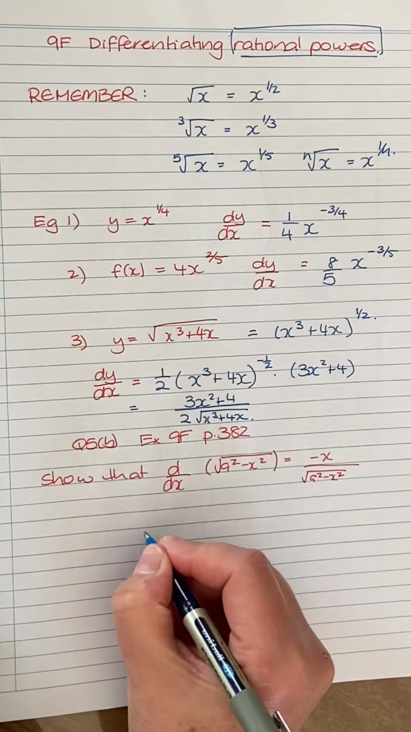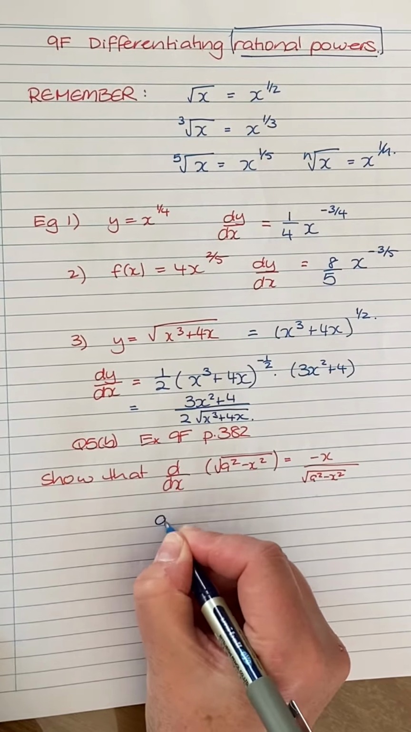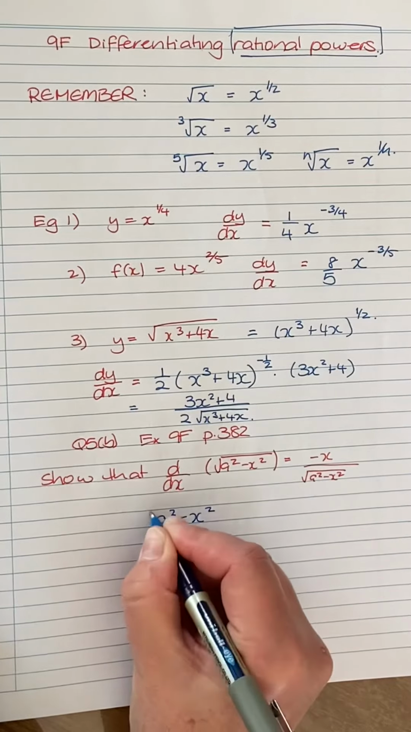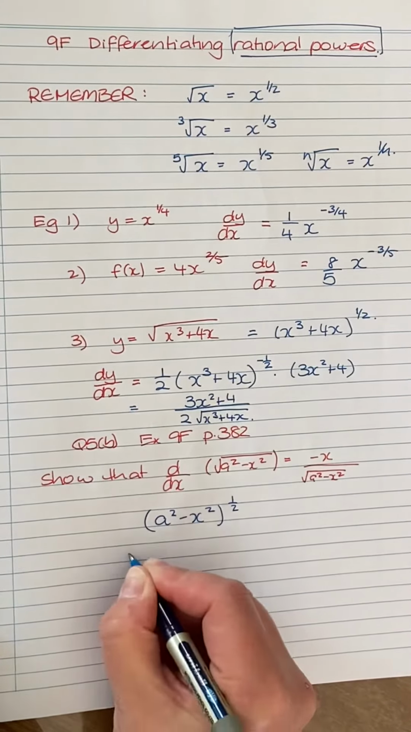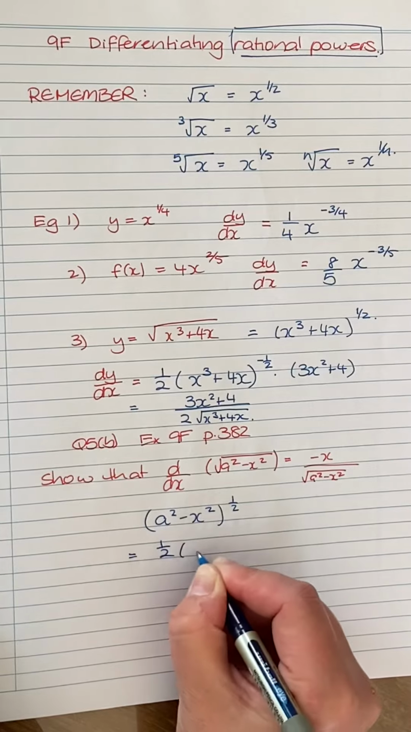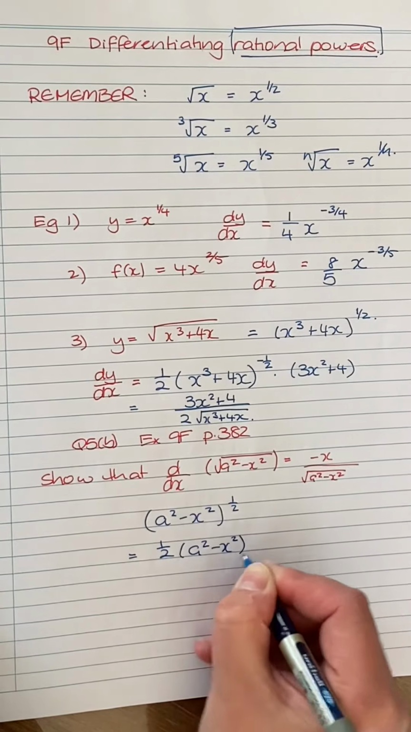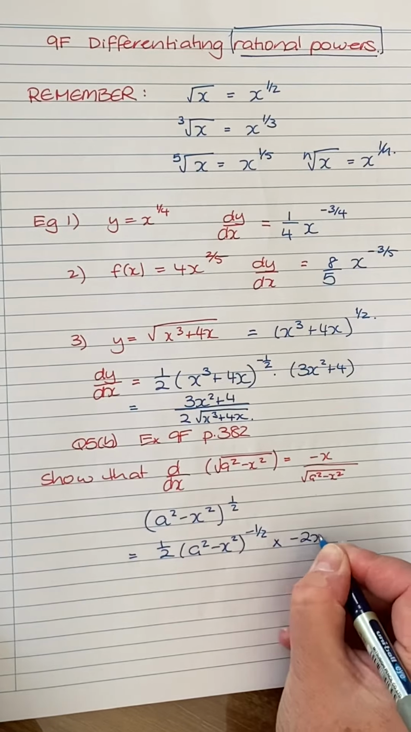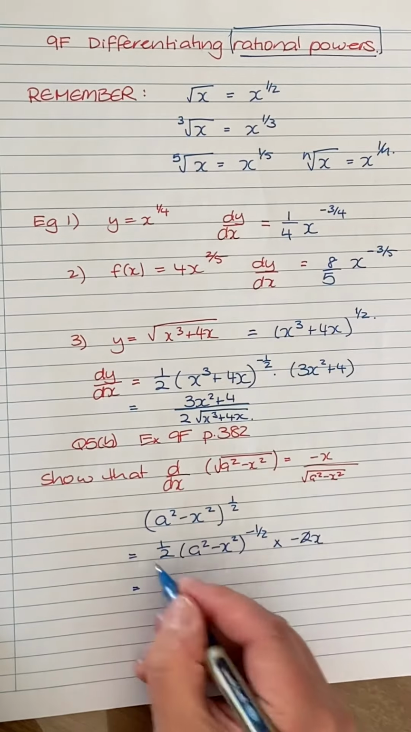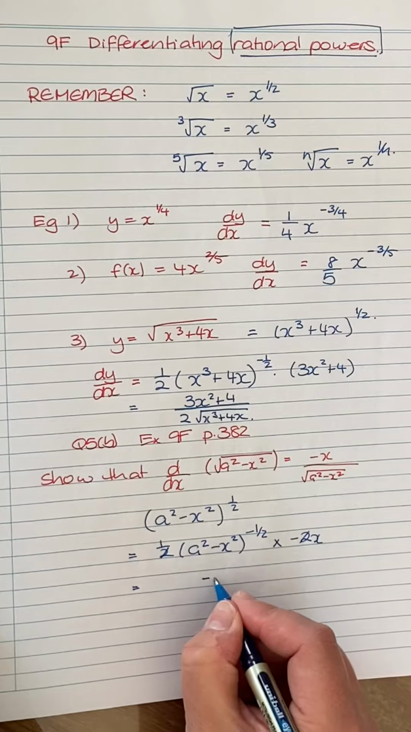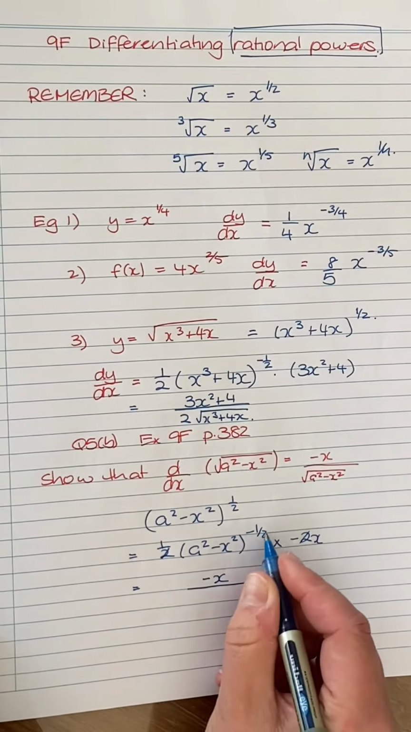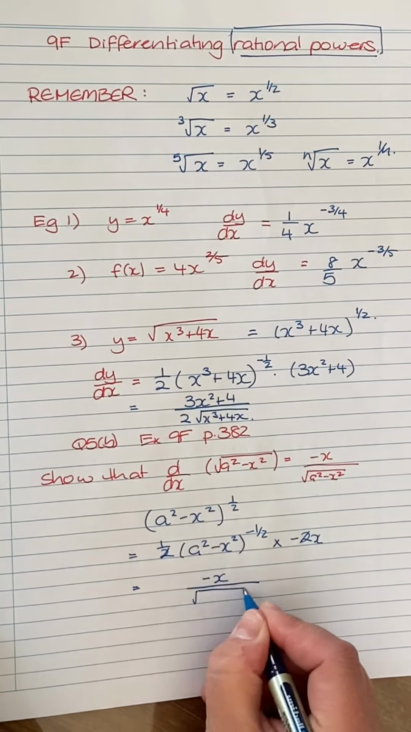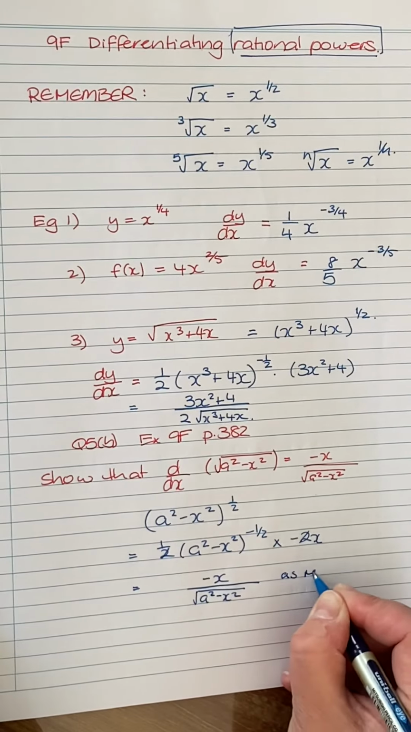So I'm going to say we want to find the derivative of a squared minus x squared to the half. Derivative of the outside times by the derivative of the inside. So the 2's cancel, so we'll end up with the top line minus x, and the bottom line, it's the square root of a squared minus x squared as required.